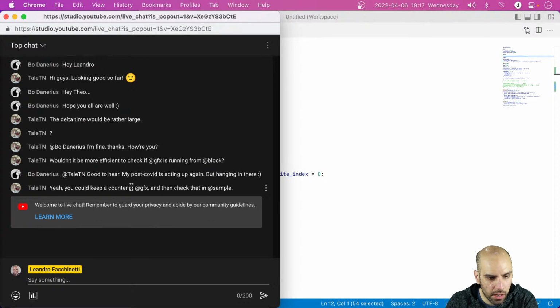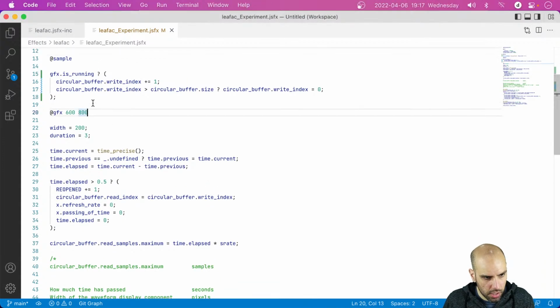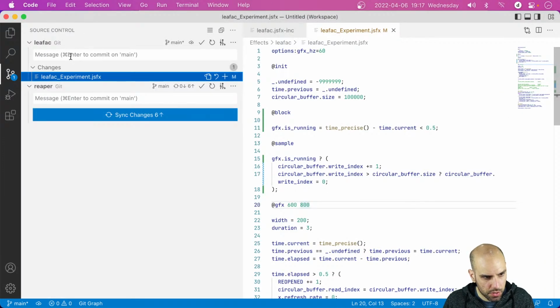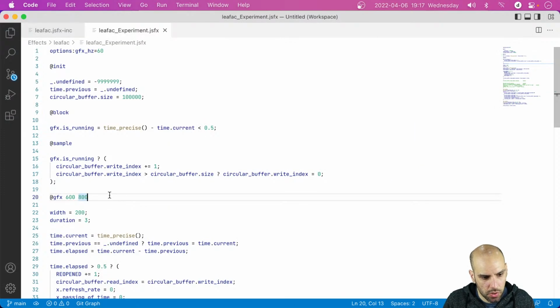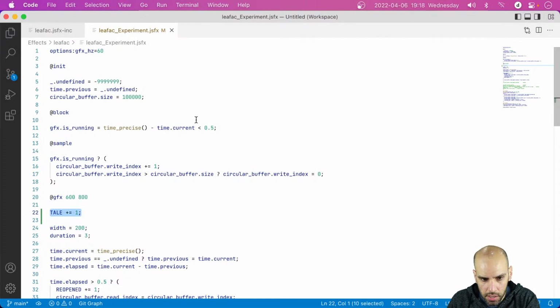Yeah, you could keep a counter in GFX and then check that in sample. Interesting. How would that work? I will commit what I have so far and let's try to explore this idea. I have a counter. I will call this counter tail. And anytime that the GFX block runs, tail is incremented. But what do I do with the counter?